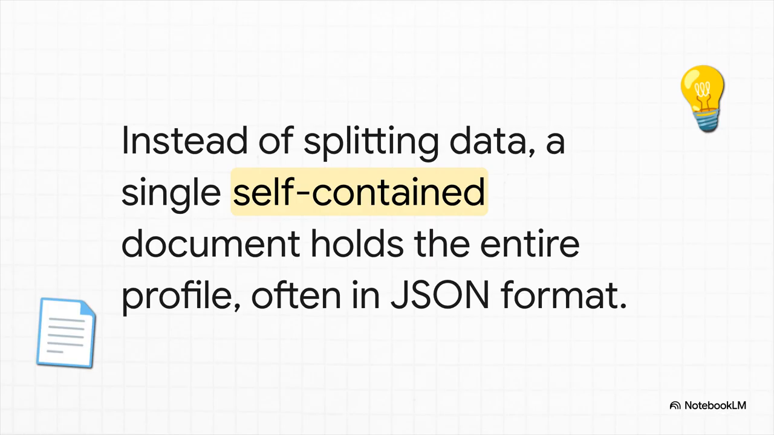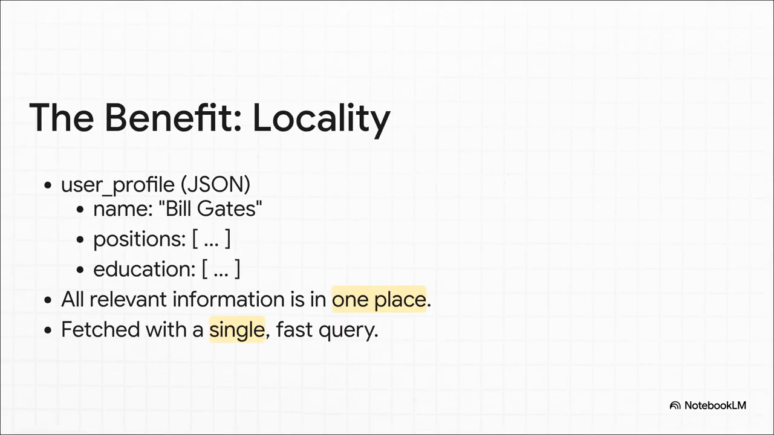Its solution is actually pretty simple. Instead of splitting the profile into a million pieces, just keep it all together. The entire profile, with all of its work history and education baked right in, is stored in a single self-contained document, usually in a format you've probably heard of called JSON. The key benefit of this approach is something called locality. Because all the information you need for a single profile is already stored together in one place, the database can just go grab it in one quick, super efficient trip.